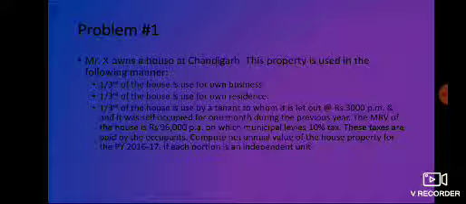In this problem, Mr. X owns a house at Chandigarh. The property is used in the following manner. 1/3 of the house is used for own business, 1/3 of the house is used for own residence, and another 1/3 of the house is used by a tenant to whom it was let out at rupees 3,000 per month. It was self-occupied for 1 month, which means it was let out for 11 months and self-occupied for 1 month during the previous year.